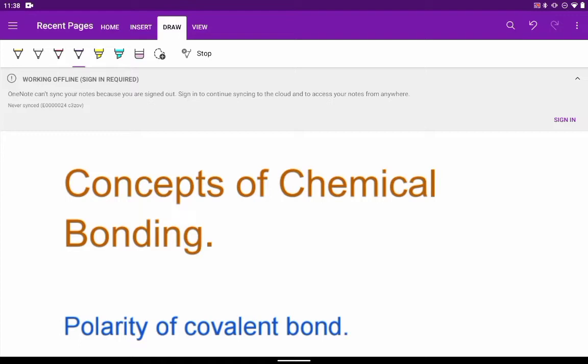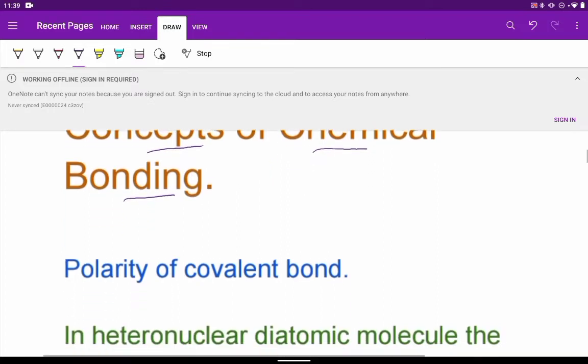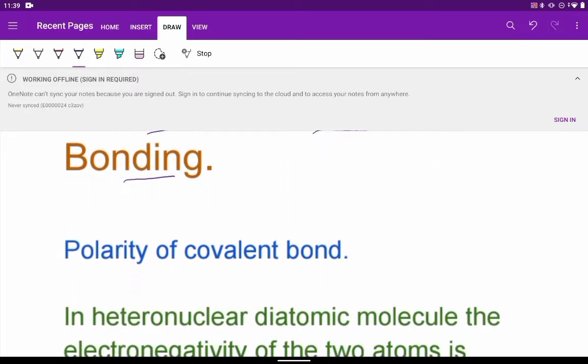Now in my previous videos I have discussed in detail about chemical bonding. Today we will see some important concepts related to chemical bonding, by understanding which it becomes easier to understand the various chemical bonds like covalent bond, electrovalent bond and so on. The first topic which we will deal with is polarity of covalent bond.